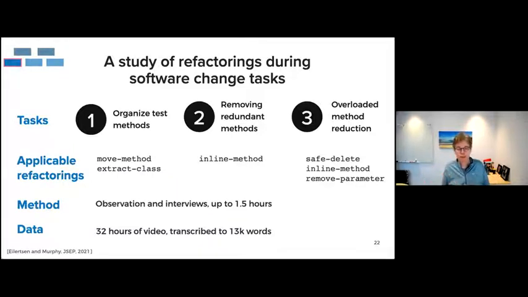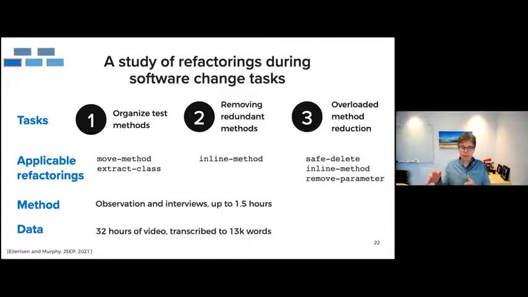The applicable refactorings that applied to each task, there were multiple. So for the first task, it would be kind of natural to use move method or extract class. For the second one, it was really about inline method. And the third one was about safe delete, inline method, and remove parameter. So we weren't expecting people to use any or all of these refactorings. We really wanted to see what happened as they started to work on the tasks. Each participant spent about 1.5 hours working on the tasks.